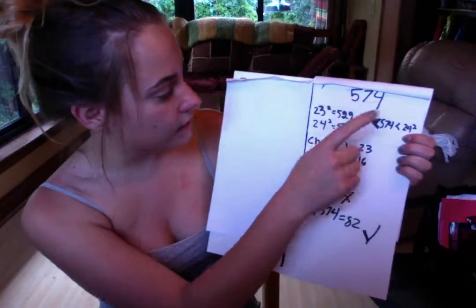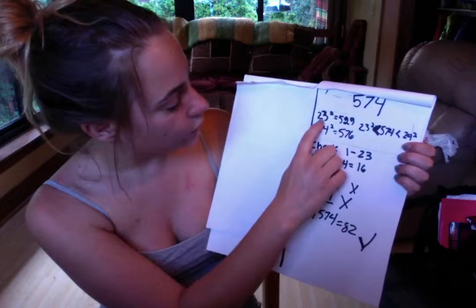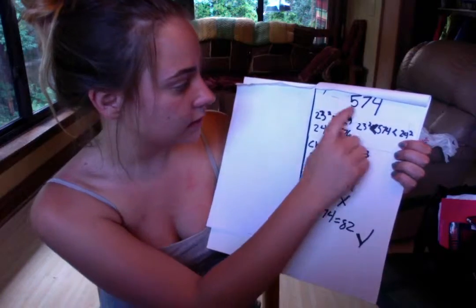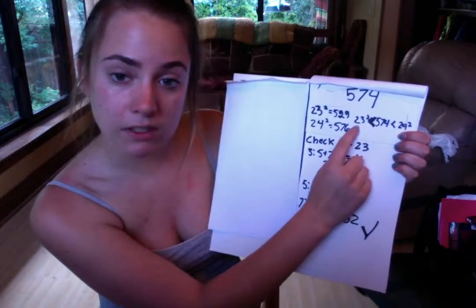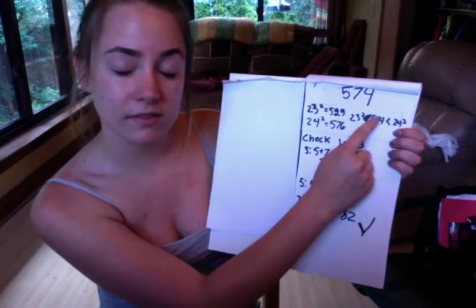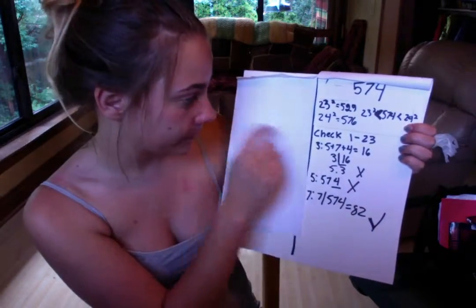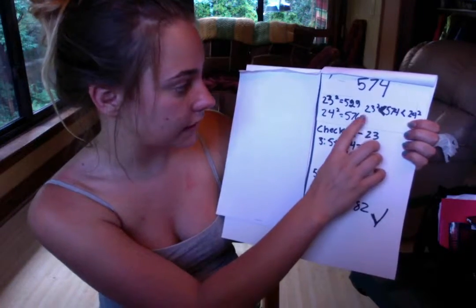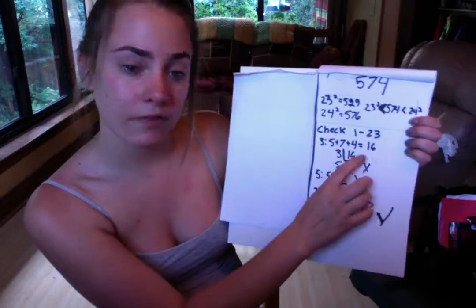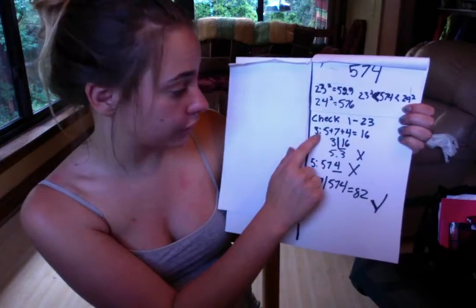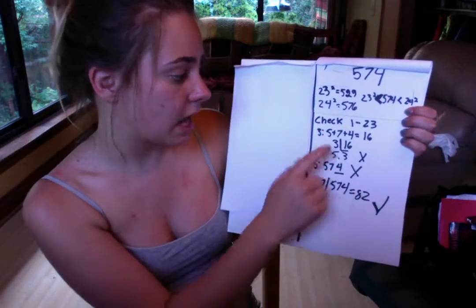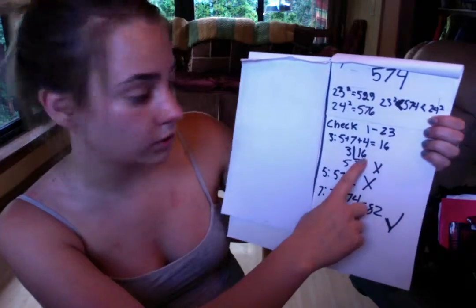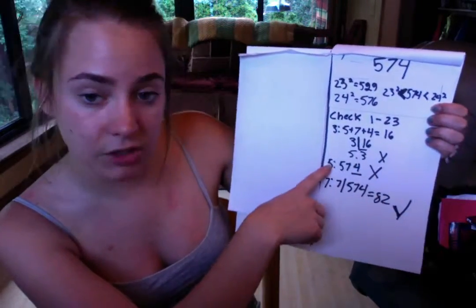Lastly, we have 574. We have 23 squared equaling 529 and 24 squared equals 576. This falls in between these two numbers, so 23 squared is less than 574 is less than 24 squared. First thing you need to do is see that you check 1 through 23, since that's the number you have on this side of the less than sign. First, I checked 3. 5 plus 7 plus 4 is 16. However, 3 divided by 16 gives you 5.3 repeating, which is not a whole number, so this number does not work.